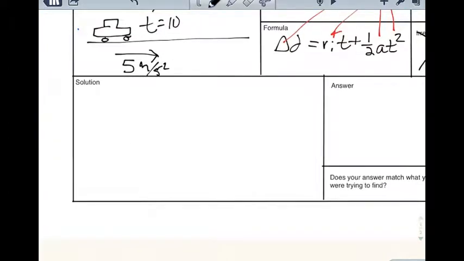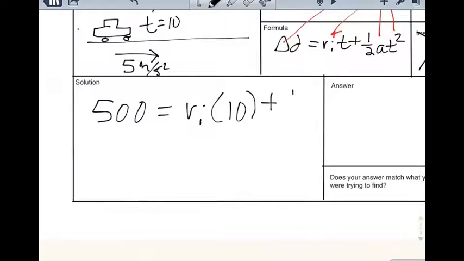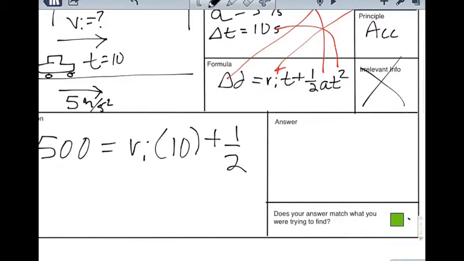So we plug in for the displacement. We plug in 500 equals VI times 10 plus 1/2 of 5 times 10 squared.